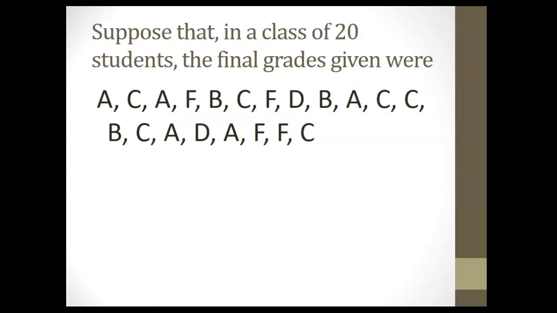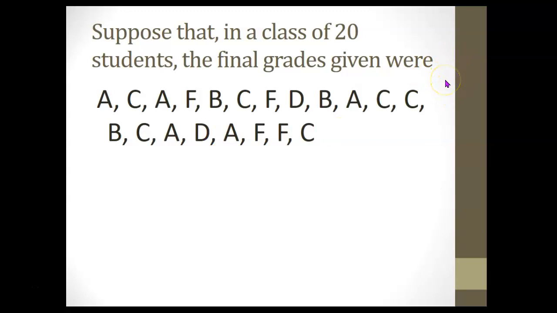For example, suppose there's a class of 20 students and here's the list of what they got for their final grades. So this is just a list of letter grades, and it's not really organized. It's just a list of letters. It's kind of hard to tell what's going on just by this list here. And if it was a bigger class, like 200 students, it would be even harder to tell what was going on just from a big long list of letters.